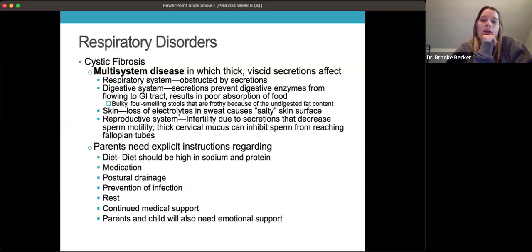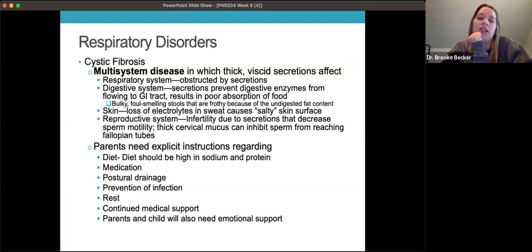You will see kids with cystic fibrosis will have foul smelling, really bulky steatorrhea stools, so mostly fat-containing stools, because they can't digest that fat.